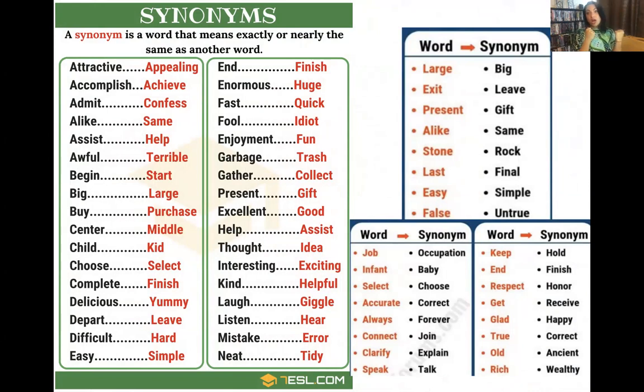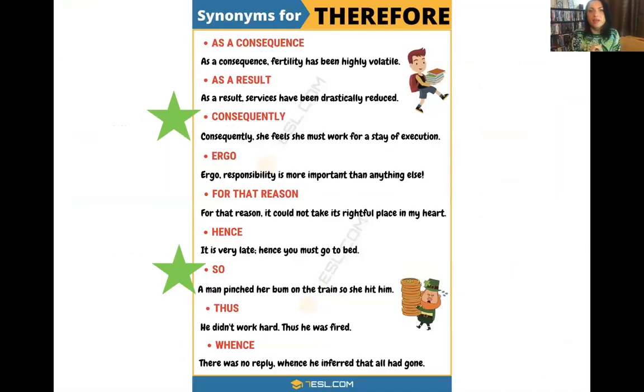If it's your job, it's also your occupation. If it's a baby, it's also an infant. If you choose, you also select. If you help, you also assist, like an assistant. Things that you can say instead of therefore, consequently. One that I like to say, so, you know what happens next.